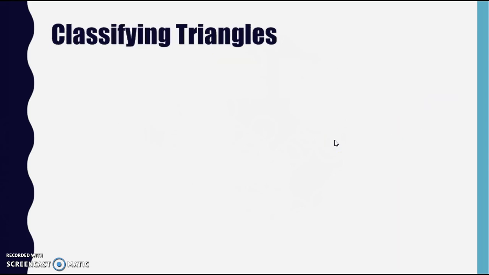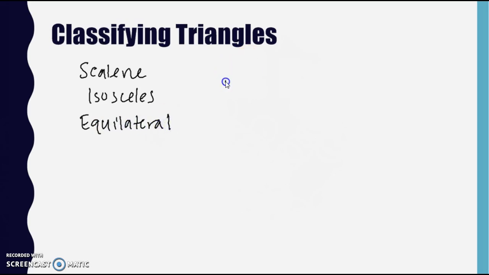The rest of our unit was pretty much review. So we have classifying triangles. We have 3 different types based on our sides, and that's scalene, isosceles, and equilateral. And for our angles, we have acute, obtuse, and right.